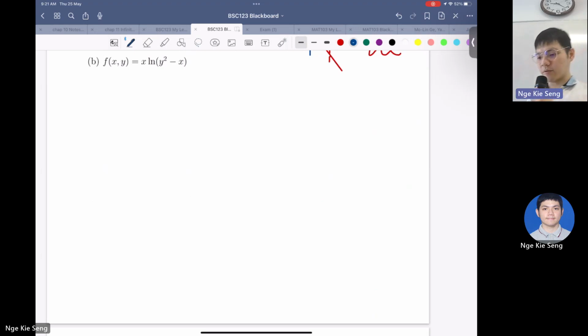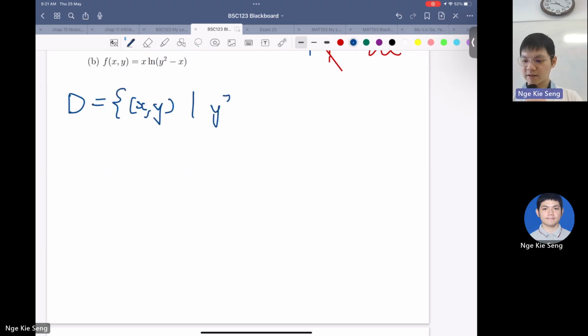No. So what's the restriction here? You need to make sure that y squared minus x is greater than 0. Okay. So let's say we want to plot this domain out.